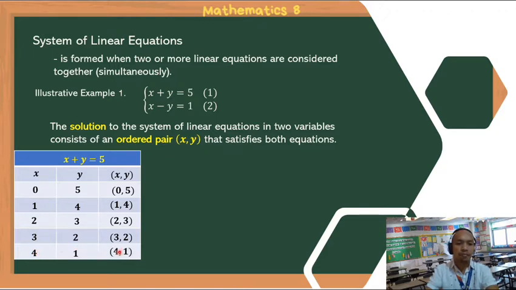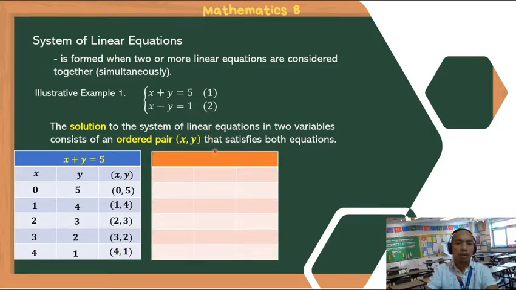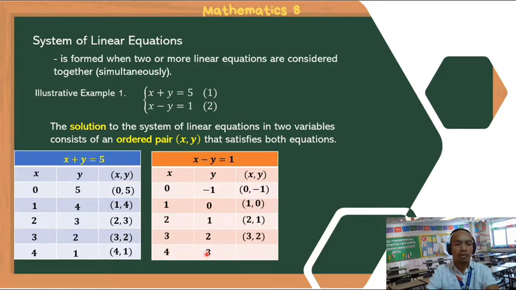Now we will consider equation number 2, x minus y is equal to 1. So what are the two numbers that we are going to subtract so that their difference is equal to positive 1? If x is equal to 0, our y must be equal to negative 1. 0 minus negative 1 would be positive 1, so the answer would be 1. So the ordered pair is 0 and negative 1. If x is equal to 4, our y must be equal to 3, so that their difference is equal to 1.